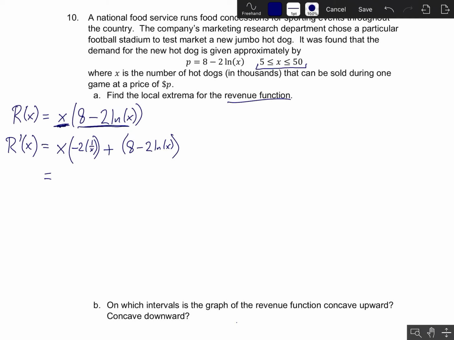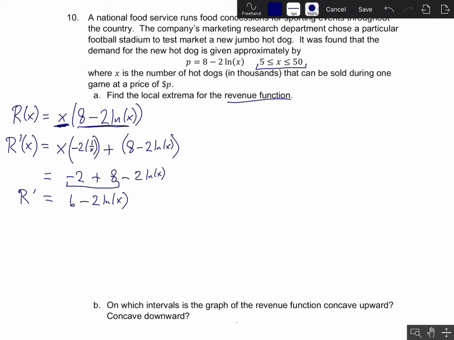We can clean this up a little bit. So notice that in this first term, we have a factor of x and a factor of 1 over x. So you could cancel those to just get a negative 2. And then this last stuff just becomes a plus 8 minus 2 ln x. And then lastly, just to clean this up by combining like terms, what we get is 6 minus 2 ln x. So this is r prime.